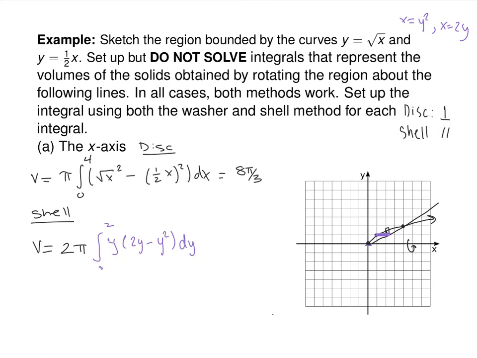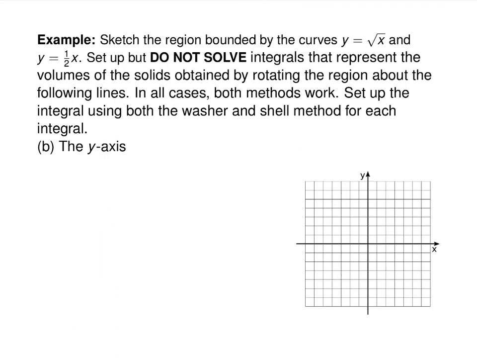One way that you can know if you're right by setting them up both ways is by setting both integrals up and plugging them into Wolfram. And I got 8 pi thirds for both of these, so I'm pretty certain that those are correct. So that's the rotation about the x-axis. All right, now the y-axis. So same thing. You only have one grid. I'm going to draw the picture again.